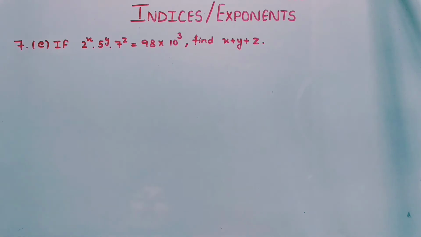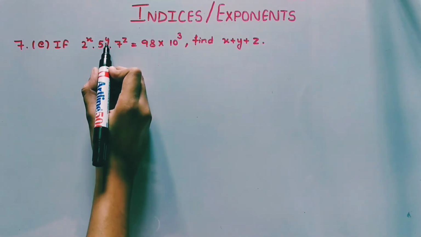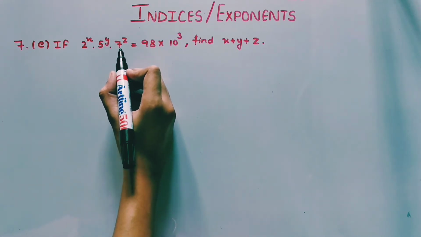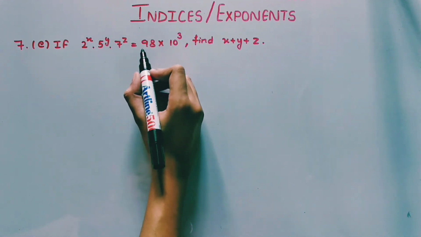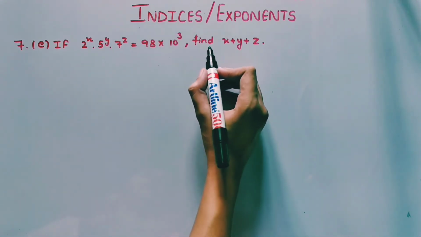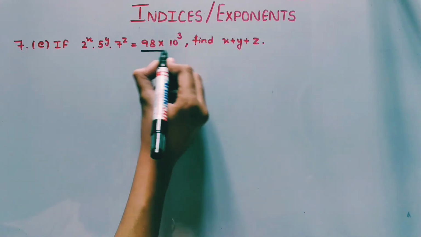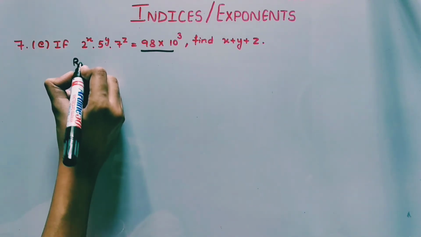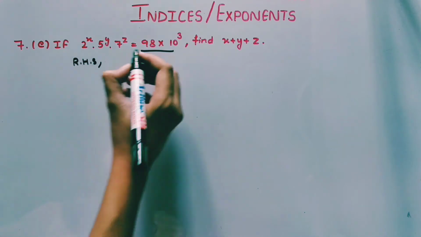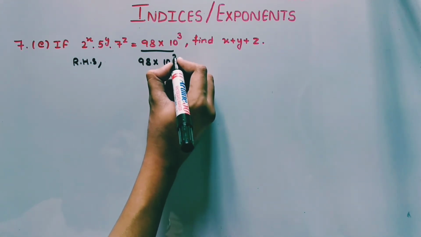We have the next part. If 2^x multiplied by 5^y multiplied by 7^z is equal to 98 multiplied by 10^3, we have to find x + y + z. First of all, we will take this right hand side term. We have 98 multiplied by 10^3.